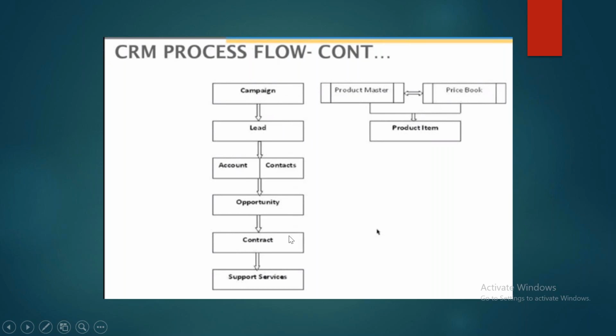This is the basic flow of the CRM. We'll see in detail in the UI how it looks and everything. So it starts with the campaign and ends with the support services. That's what happens. Any questions in this flow?